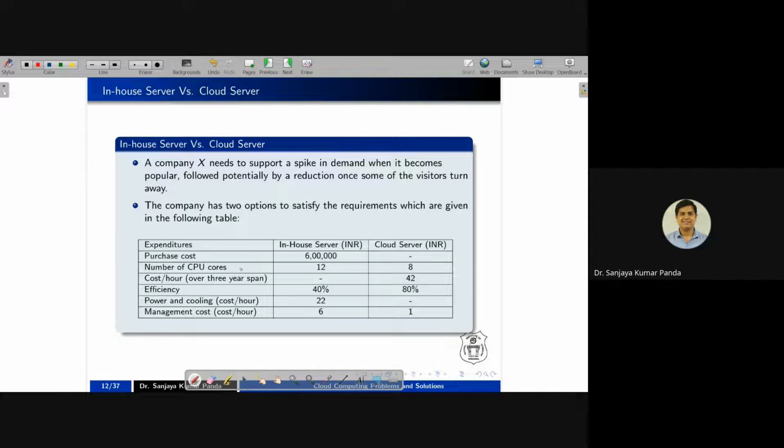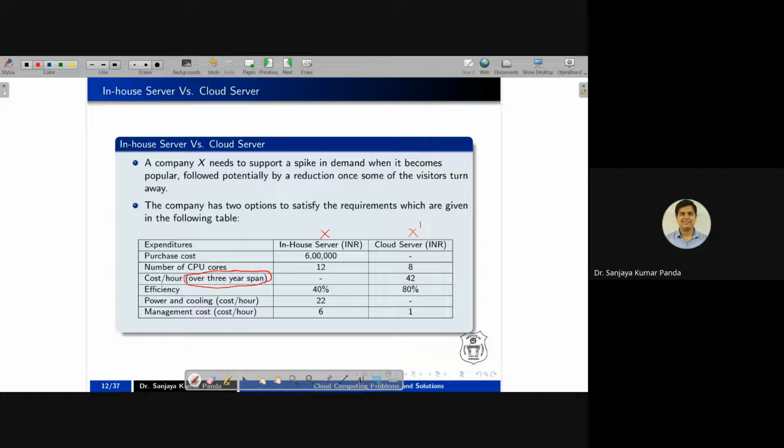That's why in the question it is given that you have to consider a 3 year span. Anything you are calculating, you have to calculate over 3 years. That means somebody, let's say X company, uses an in-house server for 3 years. What is the cost? Let's say there is a company called XDES who used a cloud server. So after 3 years, what is the cost? Then we can differentiate whether X company is in profit or XDES company is in profit.